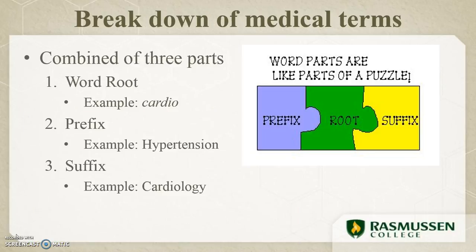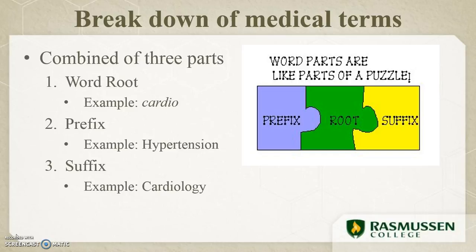So, when we discuss medical terms, it's important that you know that they are composed of several parts. They are composed of a word root, a prefix, and a suffix. A word root, this is typically the part that carries the main meaning of the word. It's a word or an element from which other words are formed. So for example, we have the word cardio. Cardio means heart. That is the word root.